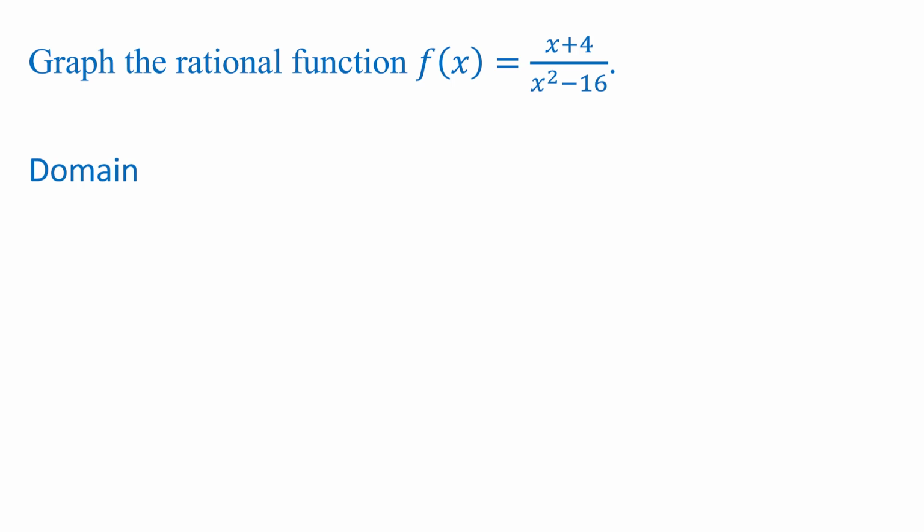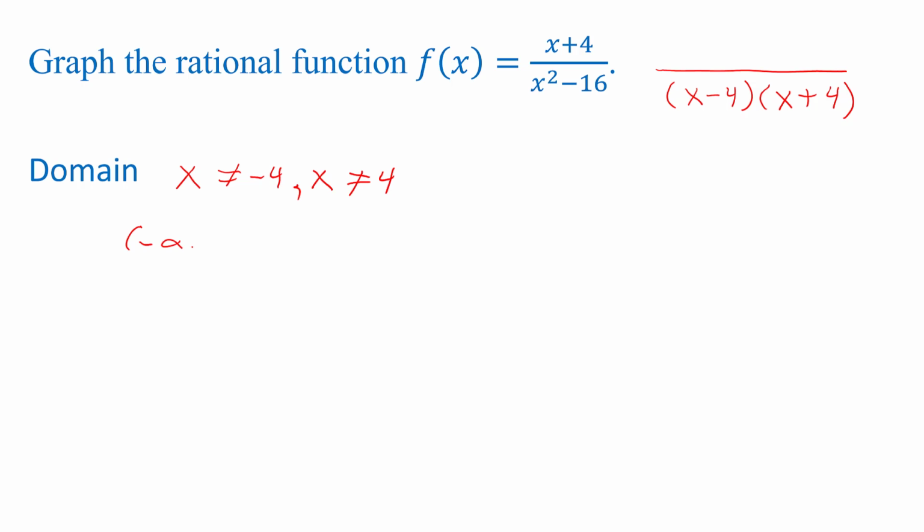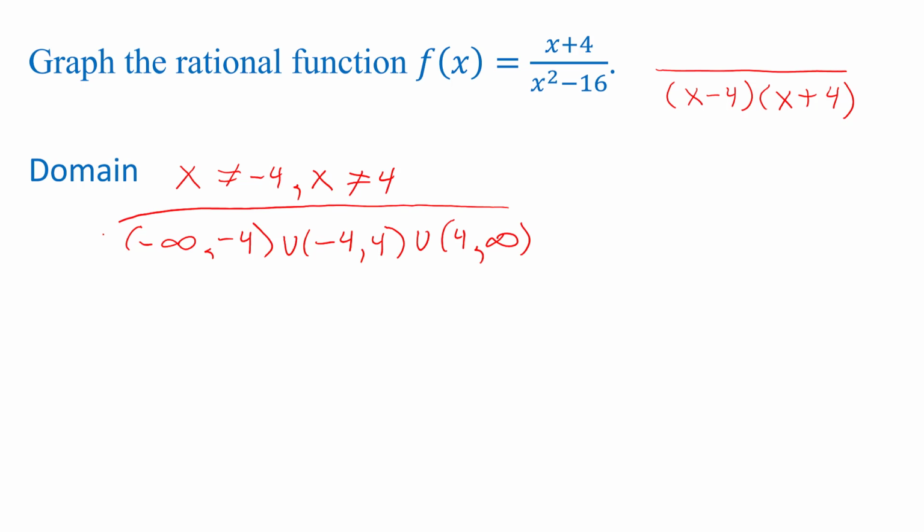I will first of all identify the domain. It will help to have f of x factored, the denominator at least, to identify the domain. So x squared minus 16 factors into x minus 4 times x plus 4. Then I can see that the domain excludes x values of negative 4 and 4. The domain is negative infinity to negative 4, union negative 4 to 4, union 4 to infinity, written in interval notation here.